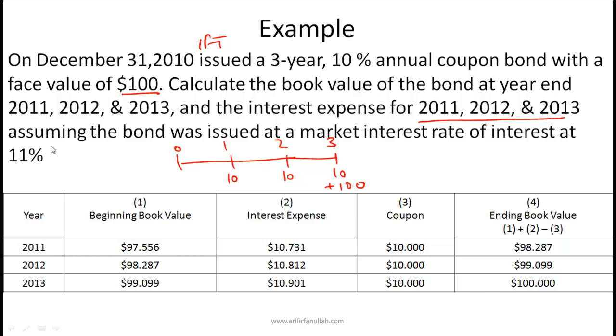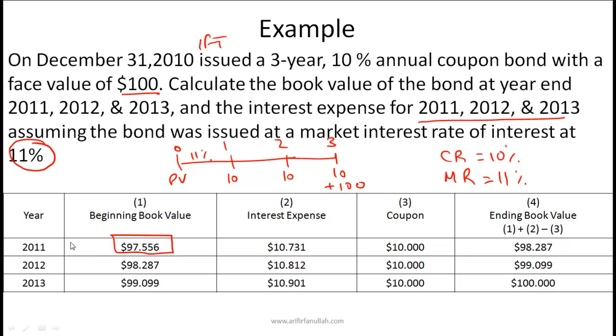We need to discount this at the market rate of interest, which is 11%. So even though the coupon rate is 10%, the market rate is 11%. This means investors are demanding a rate higher than 10% from this issuer. So as you've seen earlier, this means we are going to have a discount bond. So get out your financial calculators and compute the present value of these cash flows. What you should get is this number, 97.556. So this is the present value.